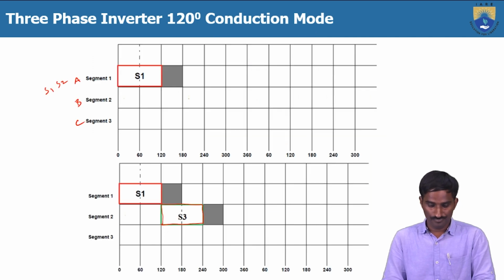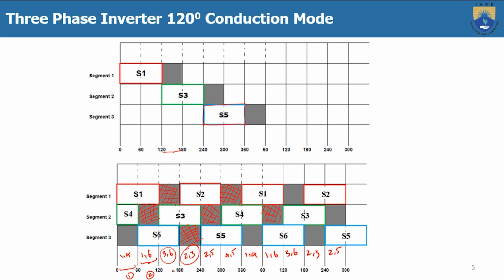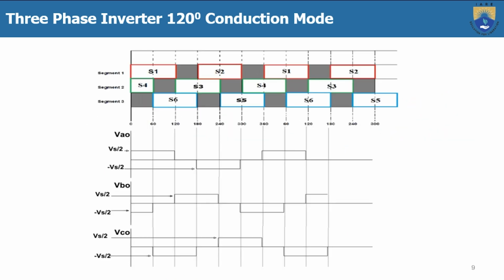Then now we know the phase voltage equations at every instant. Every instant means this is the first instant, this is the second instant, third instant, and fourth, fifth and sixth instant, like this. So now we are going to draw the phase voltage waveforms VAO, VBO and VCO. During this, 1 and 4 are turned on.